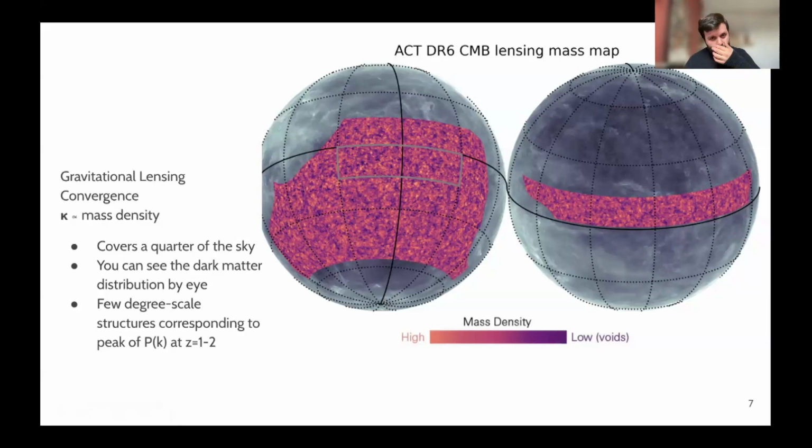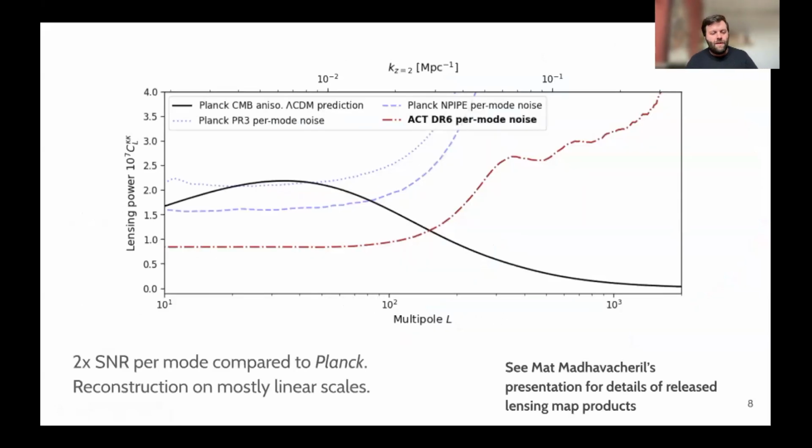This is a very high-fidelity map, and to make the statement more quantitative, let me show a plot of the noise power spectrum as a function of multipole, which you can see for ACT-DR6 here in red, and you can compare that to previous lensing maps, shown here in blue, and to the lensing signal in black. The conclusion is there's a wide range of scales up to L of 200 over which we're really imaging the lensing, really imaging the projected mass and projected dark matter. So I will refer you to Mathew Madhavacheril's presentation for some of the details of the released lensing map products.